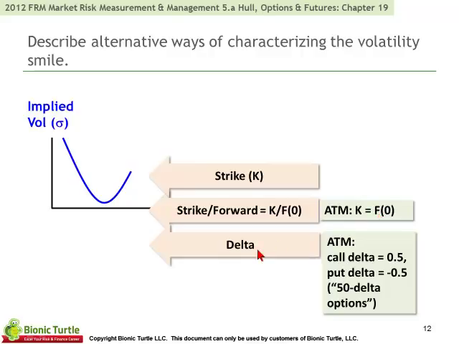And we can also use the option delta. So that's one of our Greeks there, maybe our most popular option Greek. We can use delta on the x-axis, where at the money is going to be a call delta of 0.5, or for a put delta, remember those put deltas are always negative, between 0 and -1. And so that'd be negative 0.5, and those would be called 50 delta options.